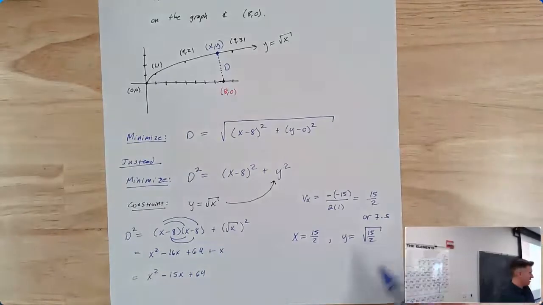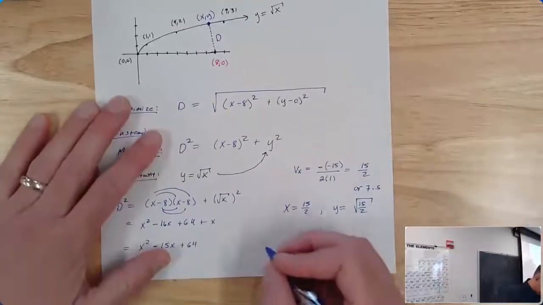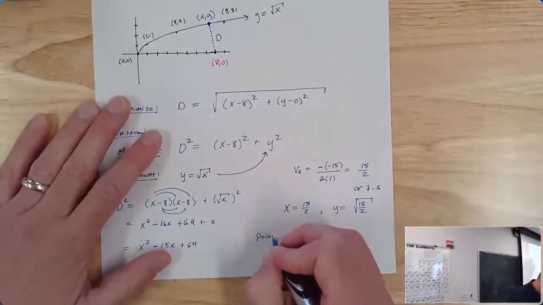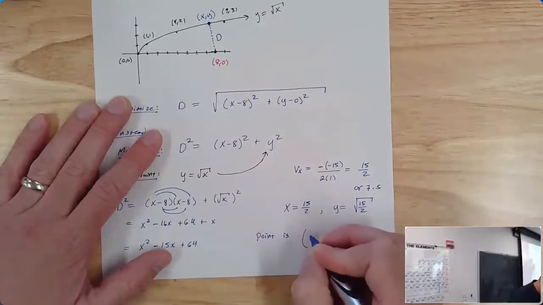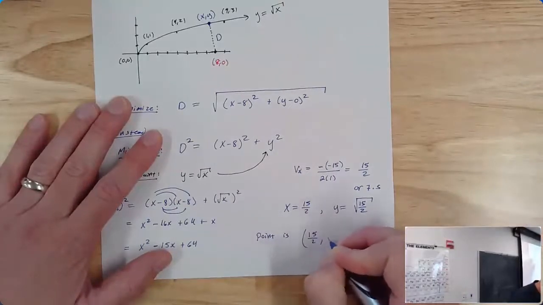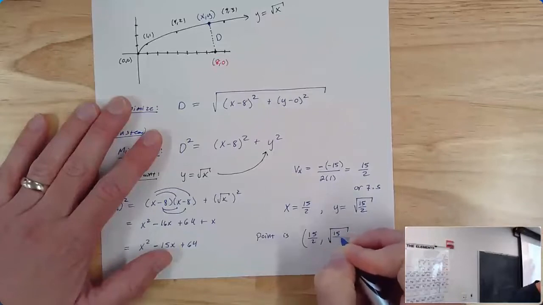And I would not try to simplify that. There is some rationalizing someone could do if they really wanted to, but I don't think you need to do that. So I would just say the point on the graph that is closest to (8, 0) is (15 halves, square root of 15 halves).